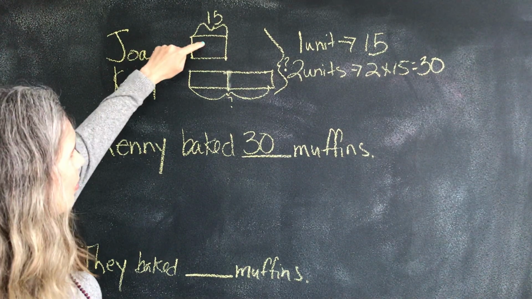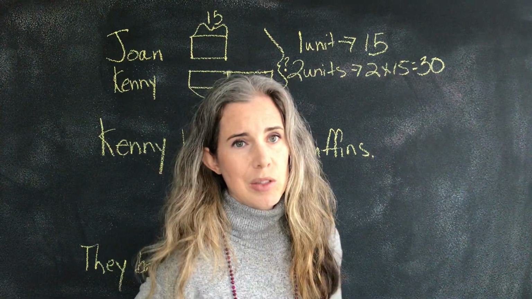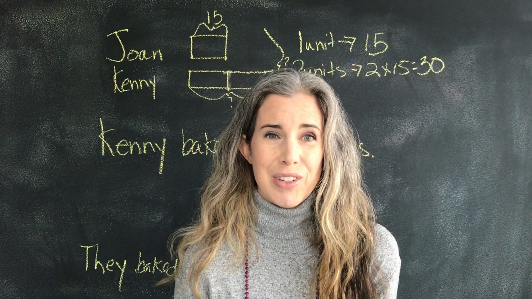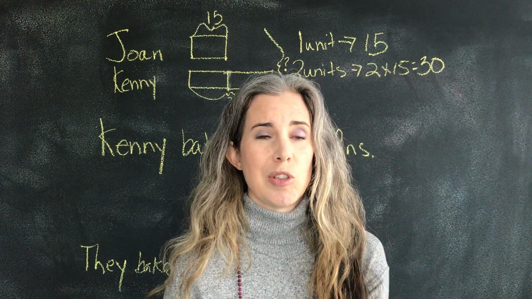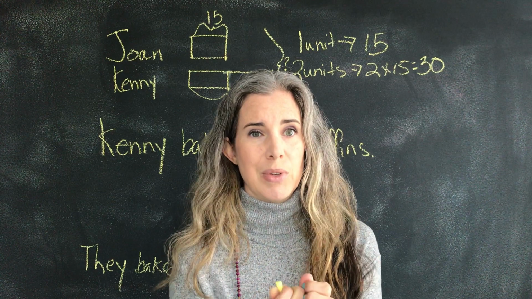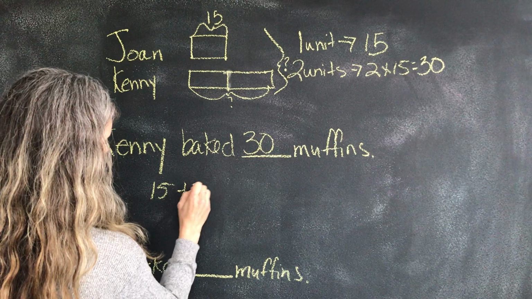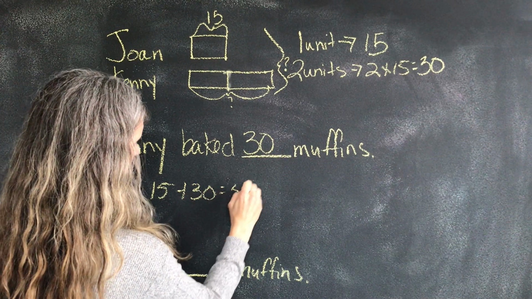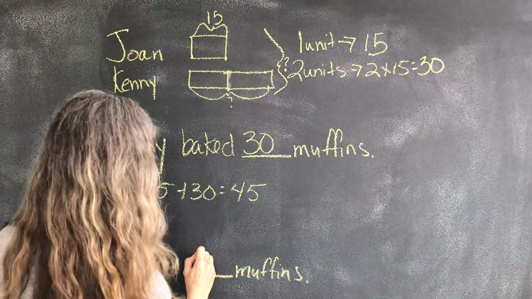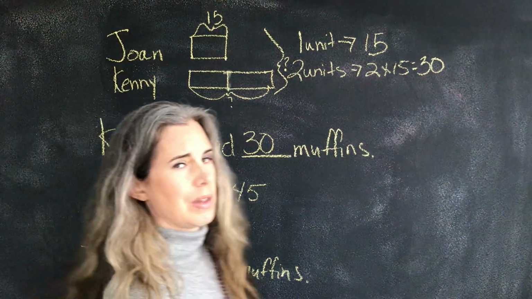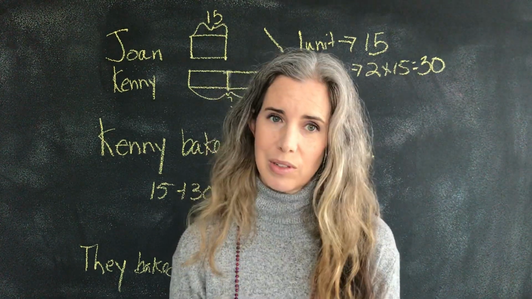So how many muffins did they bake? Well, we know that Joan baked 15. We know that Kenny baked 30. So in all, you're going to take those 2 parts and solve for the whole. Take Joan's part and Kenny's part, add them together to get your whole. So they baked 45 muffins in all. Okay, that's number 1. Let's go ahead and move on to number 2.